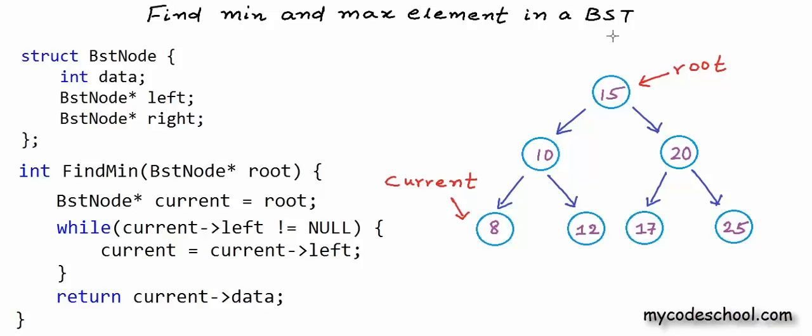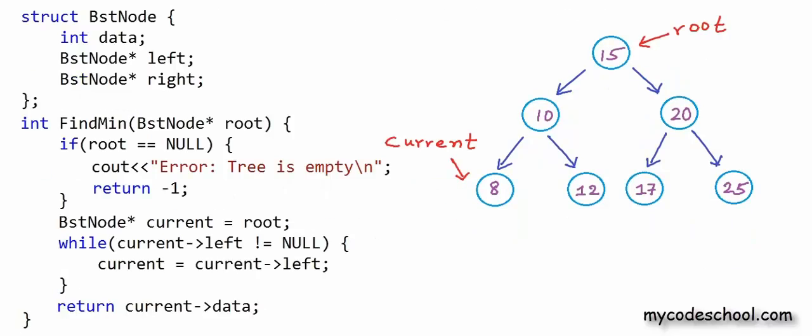There is one case that we are missing in this function. If the tree is empty, we can throw some error. We can return some value indicative of empty tree. If I know that the tree would have only positive values, I can return something like -1. So here in my function, I've added this condition: if root is equal to null, that is if the tree is empty, print this error and return -1.